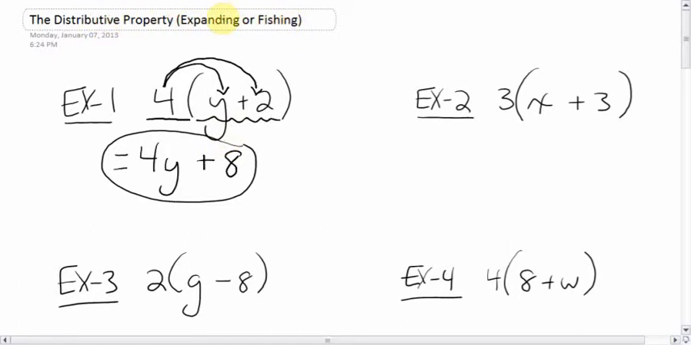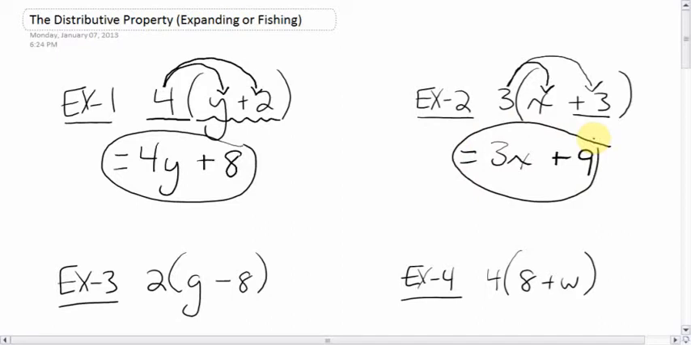Okay, over here. So the 3 is the fisher person, and it will go fishing and catch this x. Again, it's multiplying whenever it does this. 3 times x is just 3x. 3 times +3 is +9. x's and numbers are not like terms, so nothing we can do about it. That's where we stop, and that's the answer.